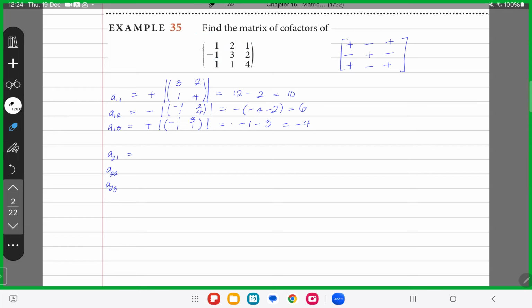So this is the first element in the second row. We're going to ignore the row and the column that element is in and find the determinant of the remaining matrix. Minus 2 times 4 is 8, minus 1 times 1, 1. This is minus 7.